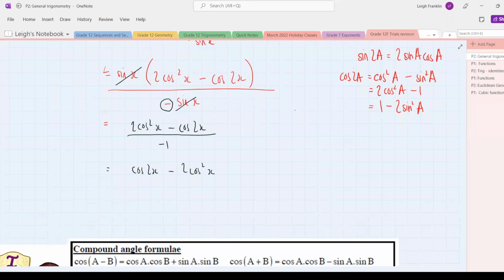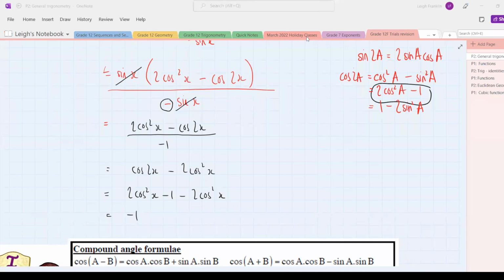And I think now what I would do is write cos 2x as 2 cos squared x minus 1. So I'm now going to write cos 2x as 2 cos squared x minus 1, minus 2 cos squared x. And that gives us a final answer of -1.